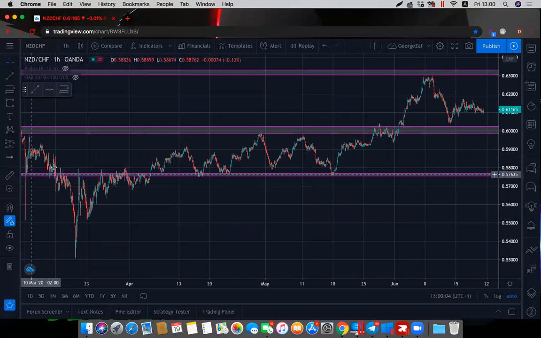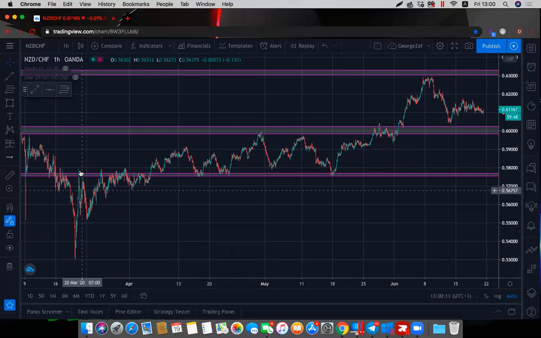It hit the support, passed the support, and the support became resistance. Boom, 1, hit resistance. 2nd, hit resistance. 3rd, hit resistance. 4th, 5th, 6 times it hit the resistance. Then it passed the resistance and pulled back, and the resistance became support.